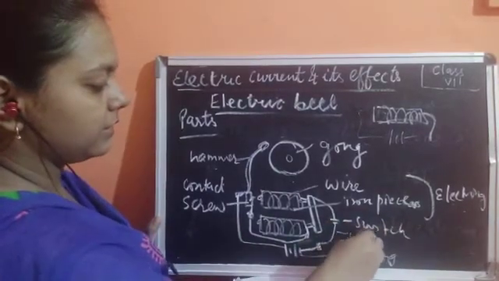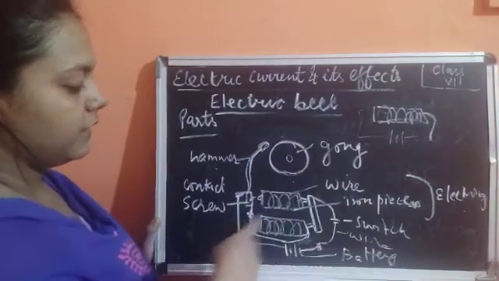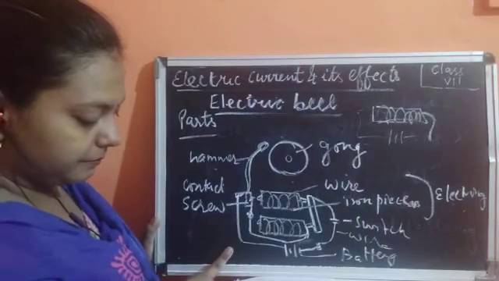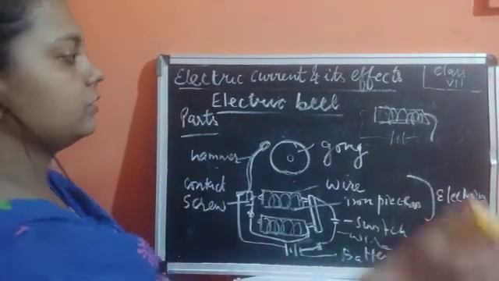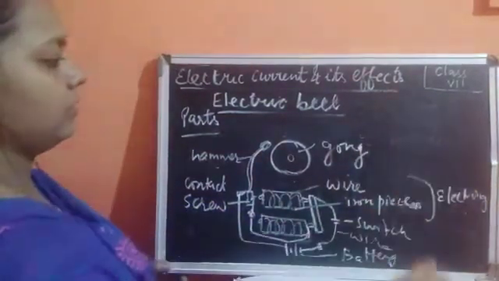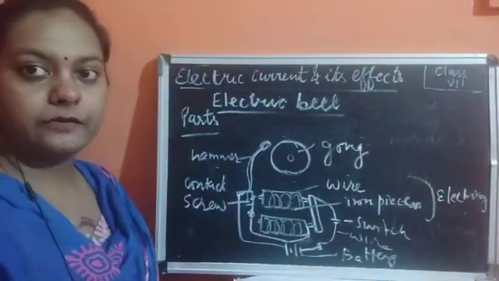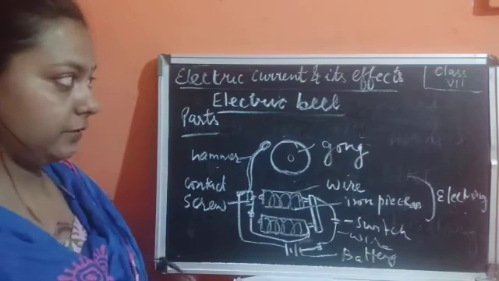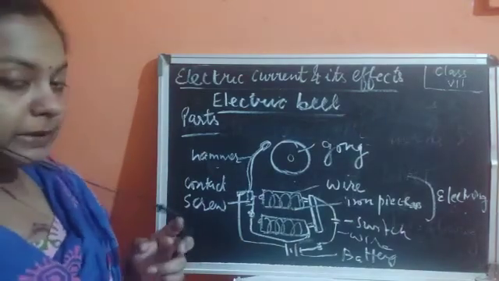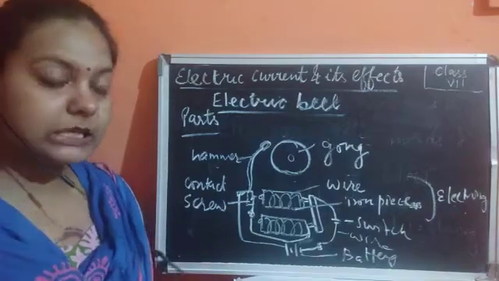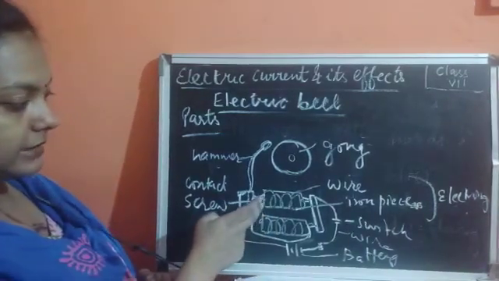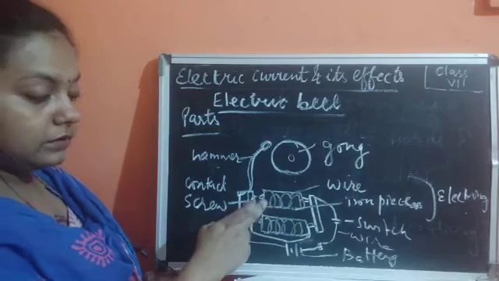Okay, these are the connecting wires, and the iron strip is going to come in contact. So this is all about the parts of the electric bell. Now this electric bell is going to work upon an electromagnet, and where is this electromagnet present? This electromagnet is present here inside the circuit.